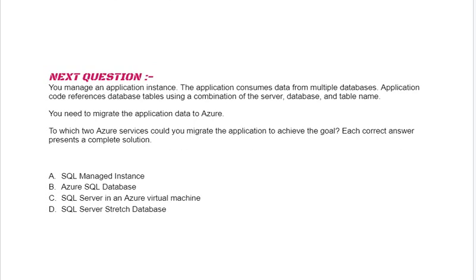Next question is, you manage an application instance. The application consumes data from multiple databases. Application code references database tables using a combination of the server, database, and table name. You need to migrate the application data to Azure. To which two Azure services could you migrate the application to achieve the goal? Each correct answer presents a complete solution.